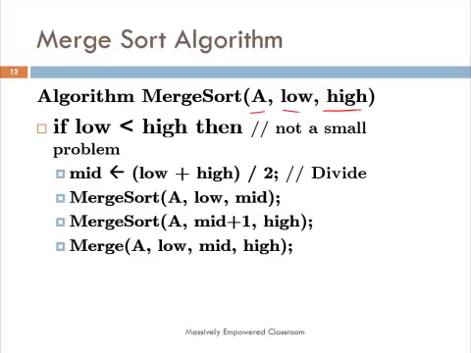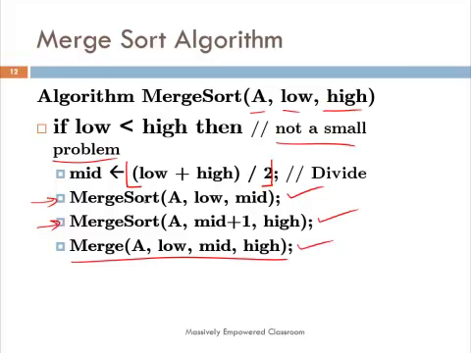If it is not a small problem, you compute the midpoint, where, as always, we take the floor in case that's not an even number. So you do (low plus high) by 2, floor, that is the midpoint. Sort the first part, sort the second part, and merge them. So recursive call to merge sort to sort from low to mid, recursive call to merge sort to sort from mid plus 1 to high, and then we merge the two parts.